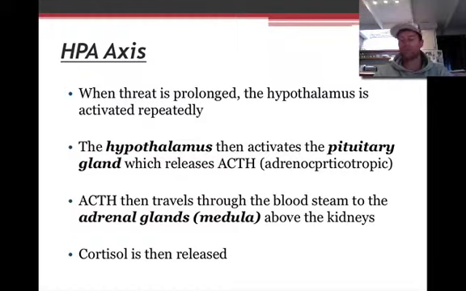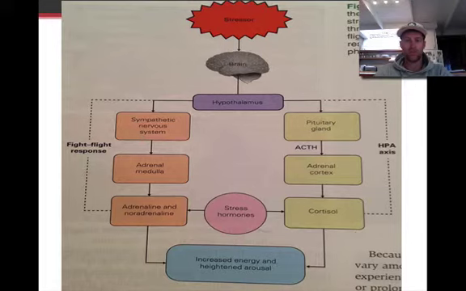And then what that does in turn eventually is it activates and releases cortisol. So in the fight-flight response, the adrenal glands release adrenaline and noradrenaline, whereas in the HPA axis, the adrenal glands are responsible for the release of cortisol. You can see that here in this diagram.